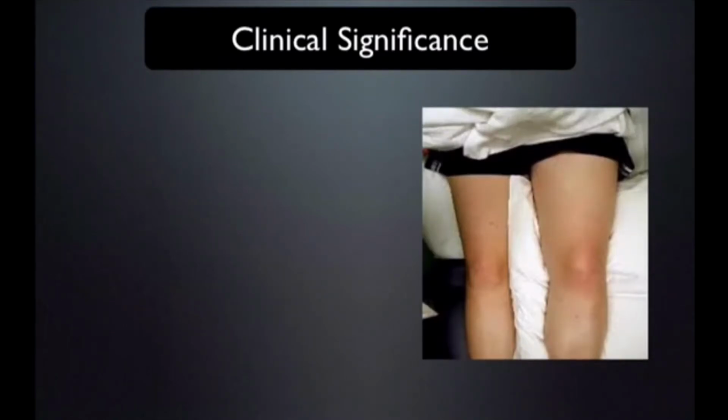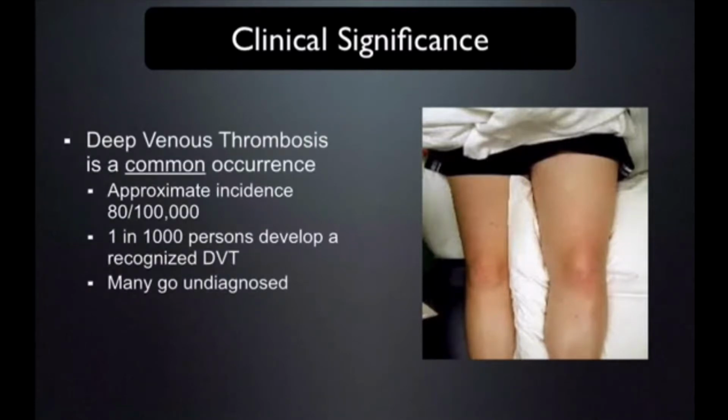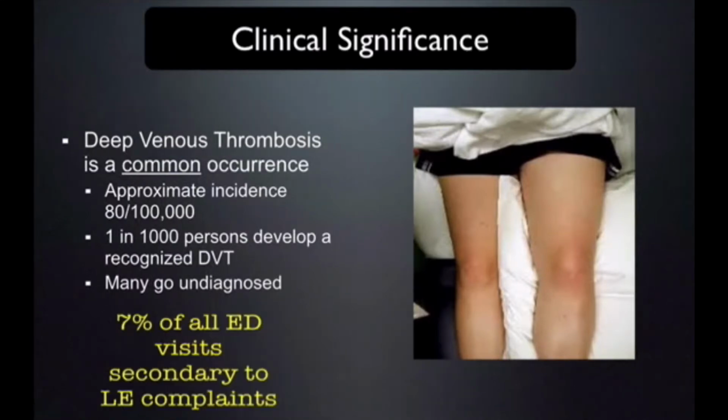Every one of us has seen this patient, whether it be in the emergency room or in our private practice, where a patient comes in presenting with unilateral isolated lower extremity swelling. Now, what are the odds that this is a DVT? Well, as you can see, DVT is pretty common. It occurs in approximately 80 in every 100,000 patients. Many of them go undiagnosed. Specifically for emergency medicine physicians, about 7% of all ED visits are secondary to a lower extremity complaint.